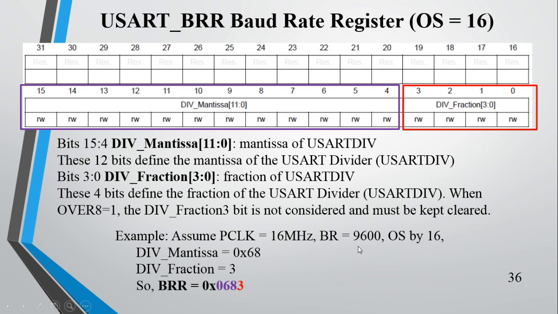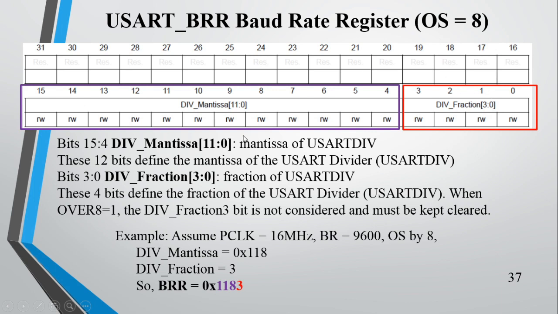we will be generating a 9600 baud rate clock. Similarly, for oversampling by 8, the same register you are using, the same fraction and mantissa parts you need to configure, but only the value is changing. PCLK is 16 MHz, baud rate I need to generate is 9600, but since my oversampling is by 8, my mantissa value will be 0x118, fraction will be 3. So this 118 should be written to the mantissa part, 3 should be written to the fraction part. So if I am writing 0x1183 to the BRR register, you are configuring the baud rate as 9600 provided PCLK is 16 MHz and oversampling is by 8. So this is how you are configuring the baud rate generator register.